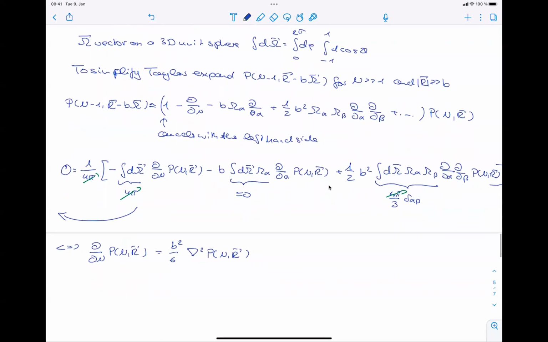And so this is now the differential equation describing the probability distribution of the end-to-end distance vectors. And that strongly reminds us of a kind of differential equation that we know, because this is a diffusion equation, a diffusion equation of effective diffusivity b squared over 6.